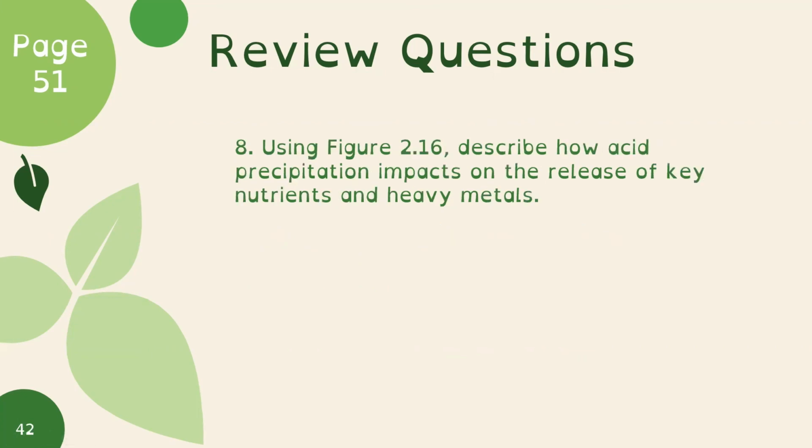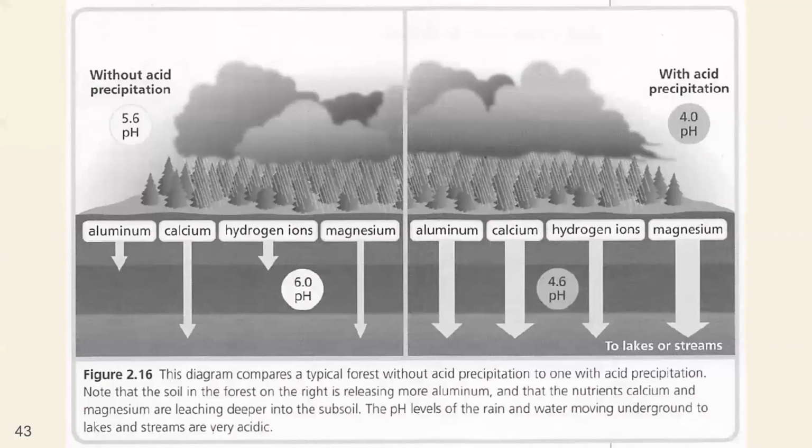And number eight, using figure 2.16, describe how acid precipitation impacts the release of key nutrients and heavy metals. So here, looking at this diagram, you can see how with the water without acid precipitation, there's aluminum, calcium, hydrogen ions, magnesium, the soil has a pH of 6.0, and there is more of some things than other things, and how deep it goes. When we have acid precipitation, then we've increased aluminum, calcium, hydrogen ions, and magnesium. We've increased the amount of all of them and how deep they penetrate, which means that they get into the lakes and streams or the underground water, which makes everything much more acidic.